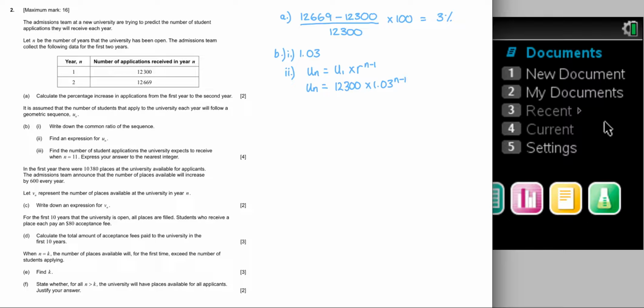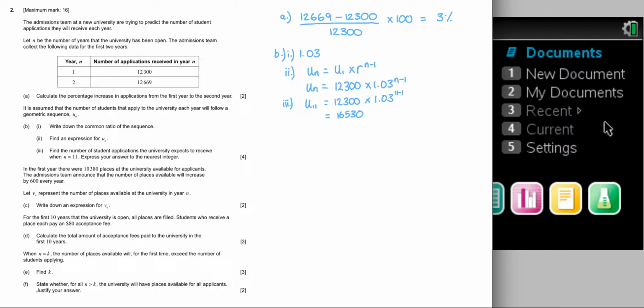And then we're using that in part 3 to find the number of applications in the year n is 11. So now we're just substituting in when n is 11. So it's 12,300 times by 1.03 to the power of 11 minus 1. Or you could just write to the power of 10. And you'll need to put that one into your calculator, and you'll find that that gives you 16,530.